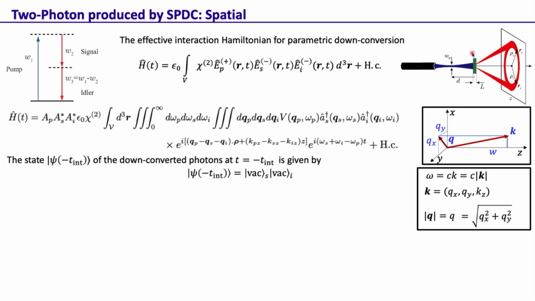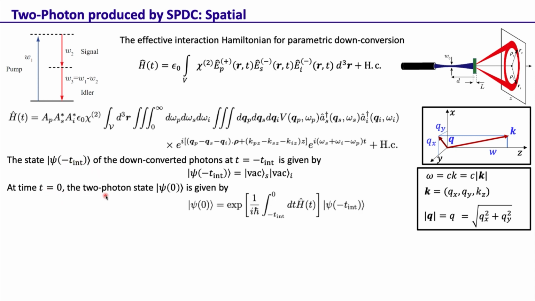That means no photon in the signal mode, no photon in the idler mode. So that's the vacuum S, vacuum I. And after time t interaction, then when t equal to 0, the two photon state is given by the evolution of the Schrodinger equation. So that's the initial state psi minus t interaction, and that's the final state psi at t equal to 0, and that's the Hamiltonian we have, and this we had seen earlier as well.